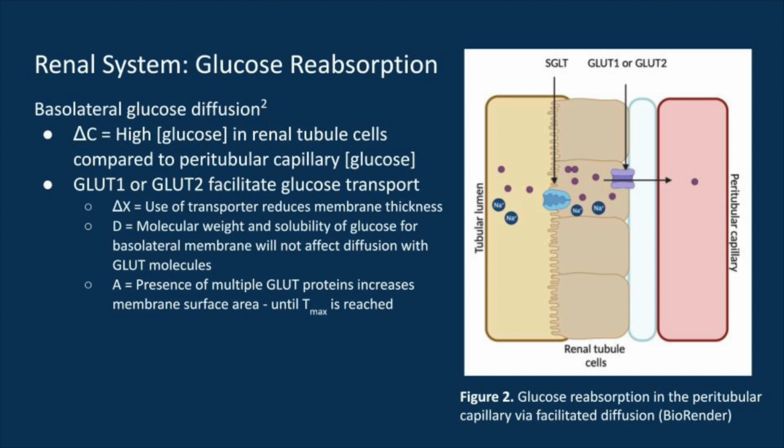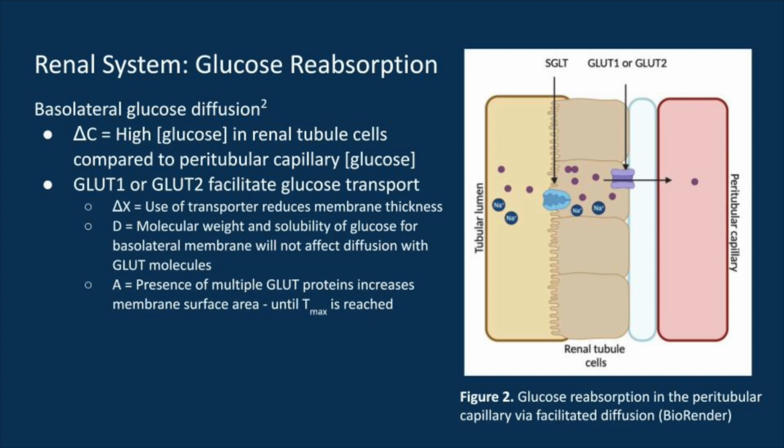The renal tubule cells are brush border cells with apical surfaces that face the tubular lumen and are lined with microvilli projections that increase surface area. The basolateral surface faces the peritubular capillary and runs alongside the nephron. In order for glucose to get into the renal tubule cells, energy is required. The concentration of glucose inside the renal tubular cells is often a lot higher than in the tubular lumen.